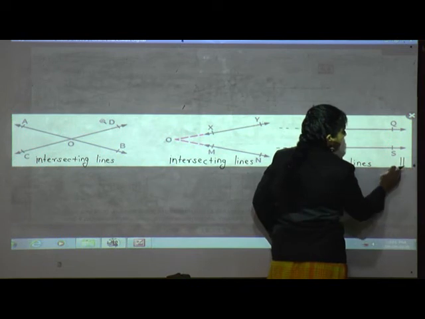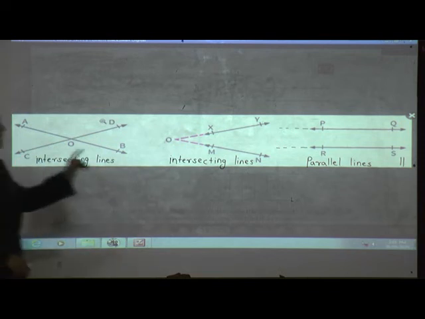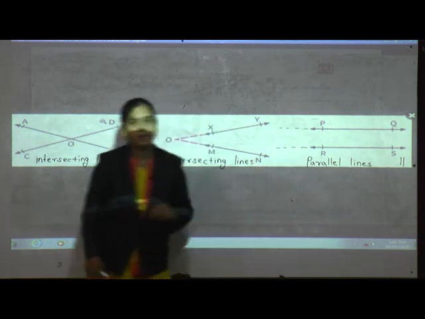This is the parallel sign. Then students, two lines are parallel if they do not intersect each other. That means these two lines are not intersecting each other, so they are parallel lines. Now see the next one.